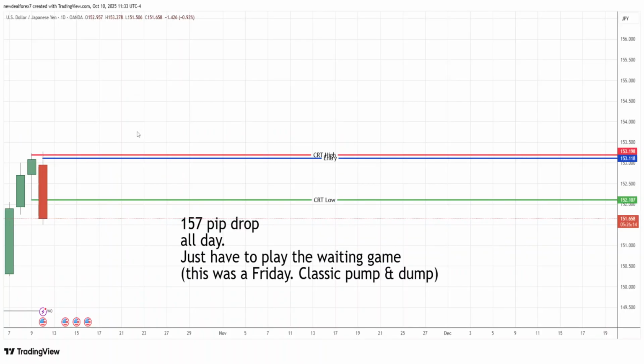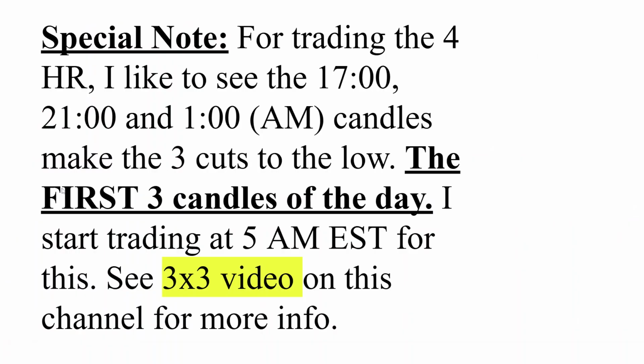Okay. And then it broke out of the range, dropped 157 pips, just an all day drop. Classic pump and dump. So price pumped Tuesday, Wednesday, Thursday, and Friday just dumped, right? So anybody who went long here and here, toast. That's what we like to see.